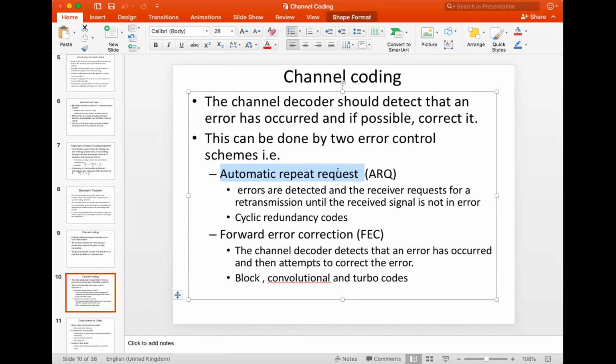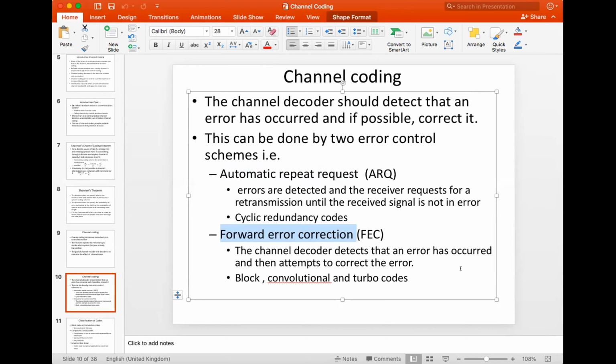Now we don't tend to use this type of error correction at the physical layer. This type of error correction tends to be used at other layers, especially when you're dealing with protocols and at higher layers, okay? So in the physical layer, we don't actually use this type of error correction. What we tend to use is what we call forward error correction. In forward error correction, the channel decoder, of course, this is happening at the receiver, detects that an error has occurred.